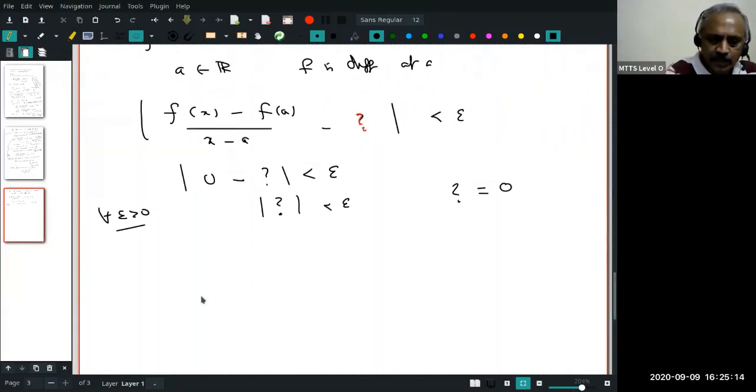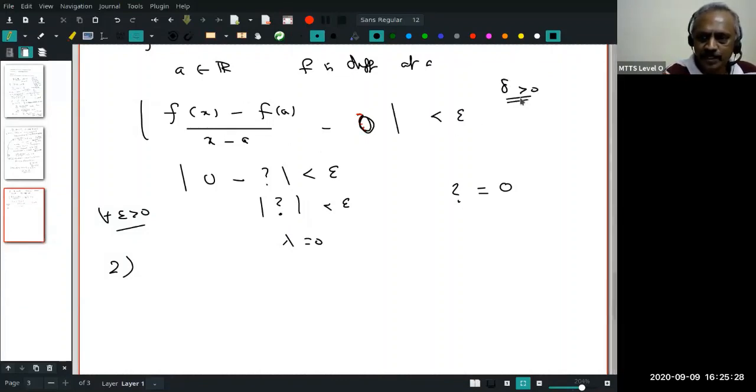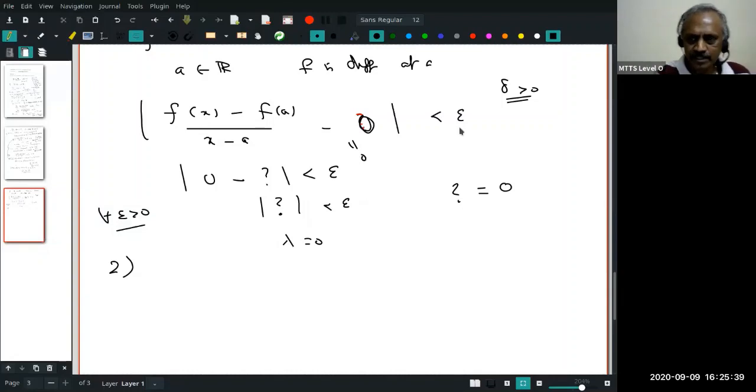Okay. Let us look at another example. If I take lambda to be 0, then this minus this is always less than epsilon. Therefore, delta could be anything, any positive real number. Whatever x you give me, this object within the absolute value signs is always 0, and hence it will always be less than any positive epsilon. Therefore, there is no restriction on delta. I could choose delta to be any positive real number.